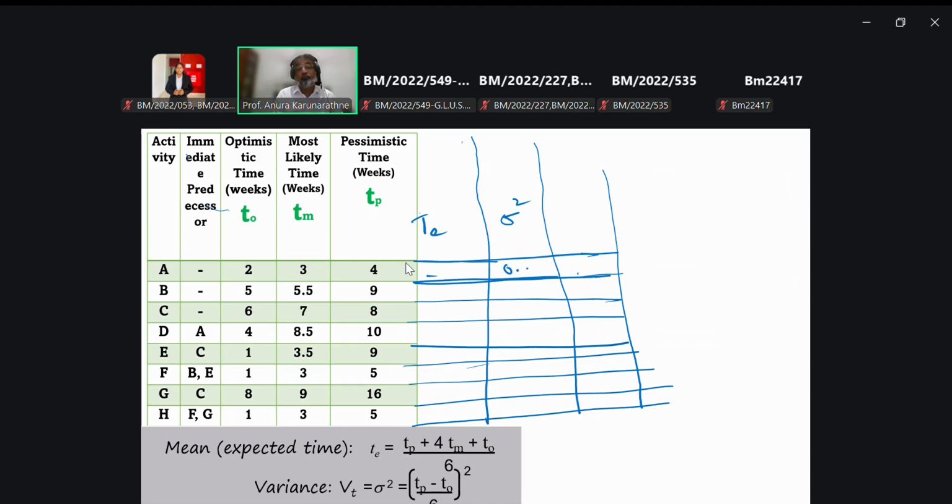Next one. So expected time, you have to multiply this by 4, this by 1, divide, right? Take the total.